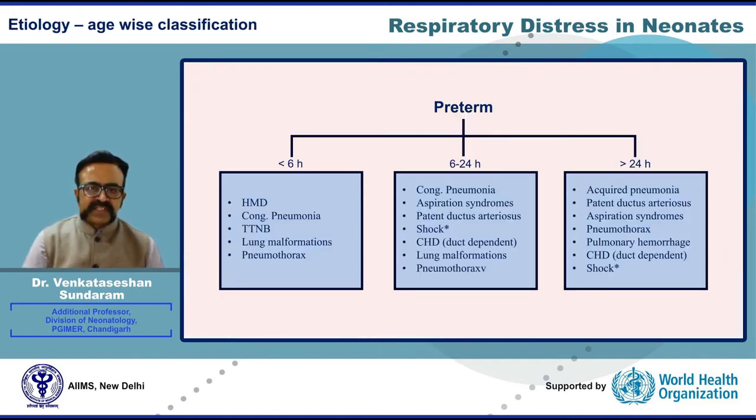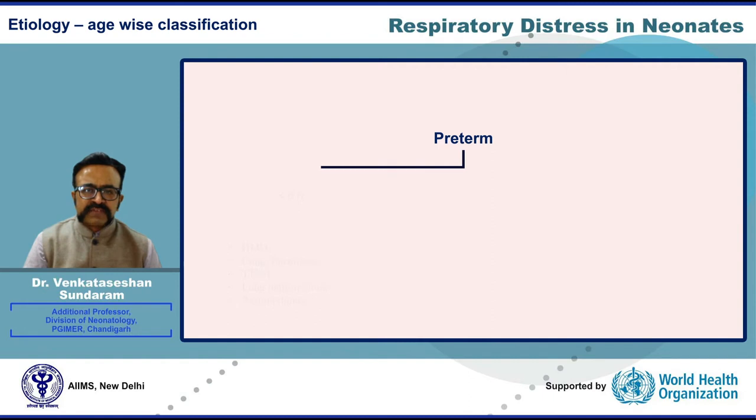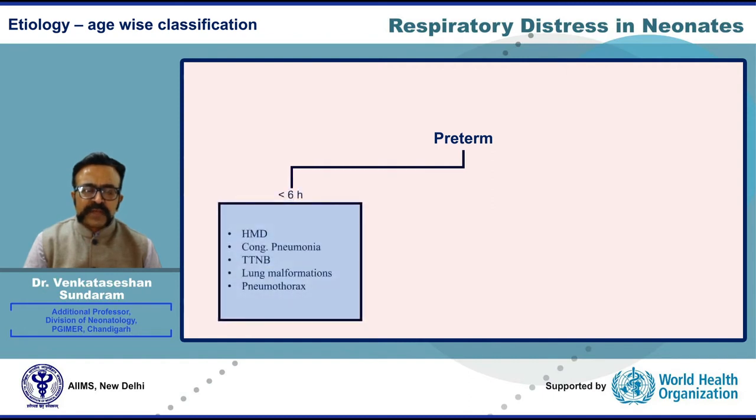Now, to a large extent, common etiologies have certain age of onset and they have an understandable and predictable course. I will read only those important ones here. The usual causes with onset within 6 hours of life in a preterm newborn are RDS, an older term is called hyaline membrane disease. The second important cause is pneumonia, which is congenital. The third important cause is transient tachypnea of newborn.